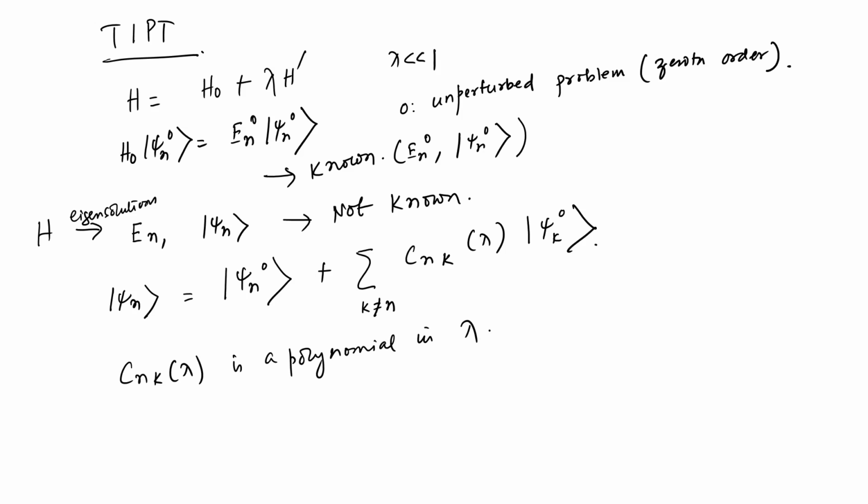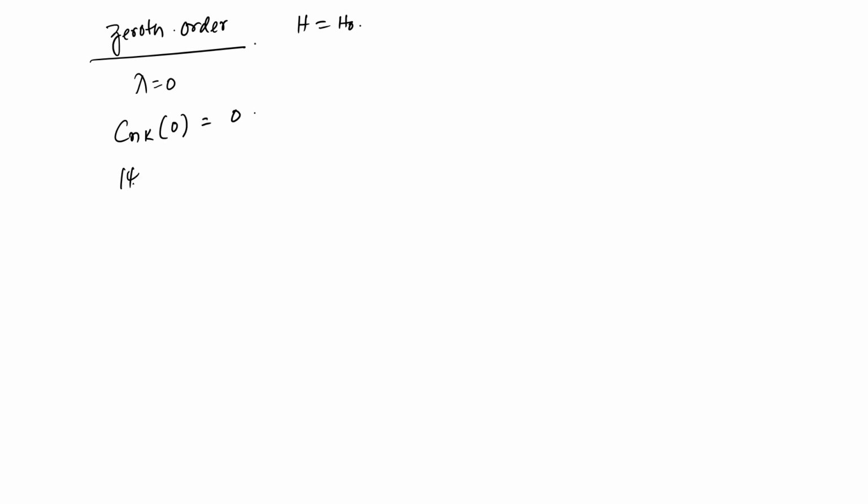So, in the 0th order, let us see what happens. That is a known problem, but we still want to get it from the perturbation expansion. So, we have lambda equal to 0. Okay. So, H is simply equal to H 0. So, that tells you that C n k 0 is equal to 0, and the total psi n has to be equal to psi n 0, which is understandable because you have H equal to H 0.